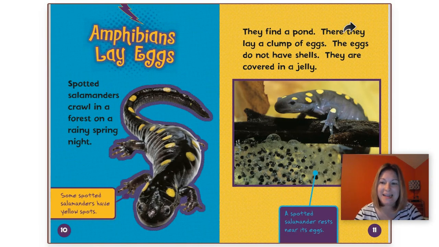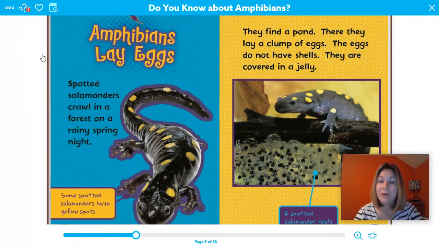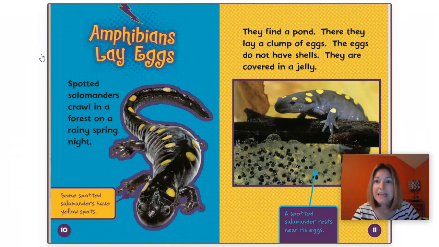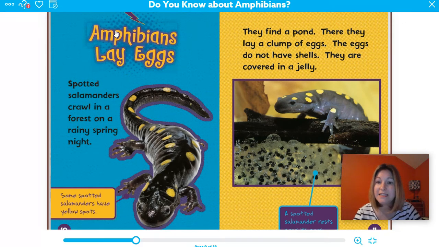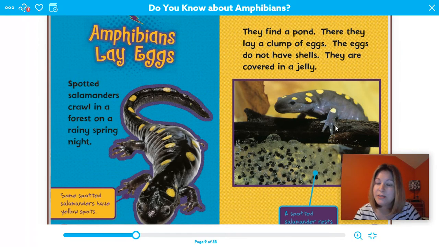Amphibians lay eggs. That's my heading. So I'm going to predict that this part of the book is going to tell us about the eggs that the amphibians lay. So spotted salamanders crawl in a forest on a rainy spring night. Some spotted salamanders have yellow spots. They find a pond. There they lay a clump of eggs. The eggs do not have shells. They are covered in jelly. A spotted salamander rests near its eggs. And then we have a realistic photo to show us what that looks like.